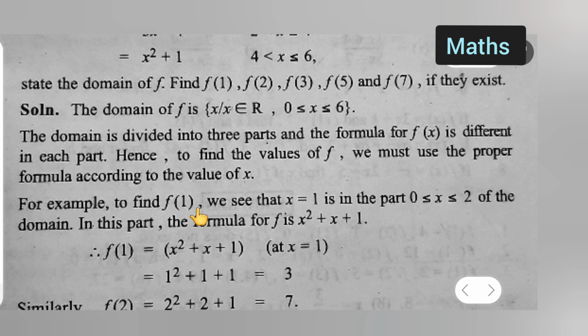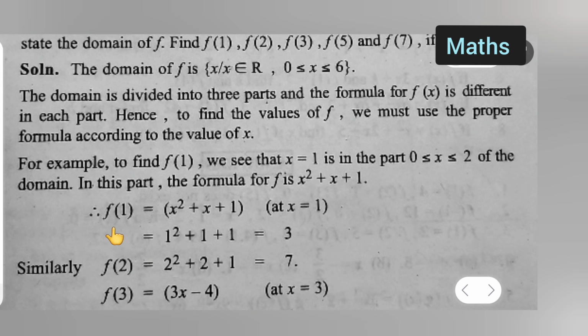For example, to find f of 1, we see that x is equal to 1 is the part where x lies between 0 and 2 of the domain. In this part, the formula for f is x square plus x plus 1, and therefore what you can write down is f of 1 is equal to x square plus x plus 1 at x is equal to 1. Replace x by 1 now. So you will get 1 square plus 1 plus 1. So 1 square is nothing but 1. So 1 plus 1 plus 1 will give you 3.